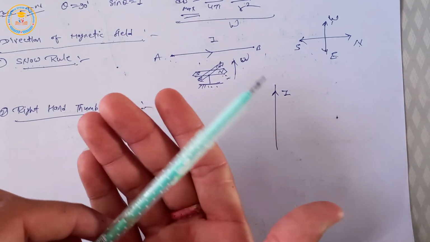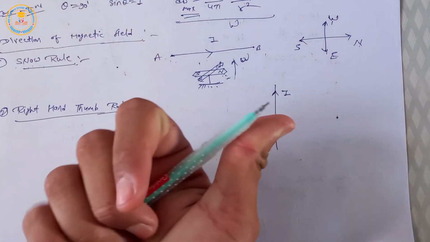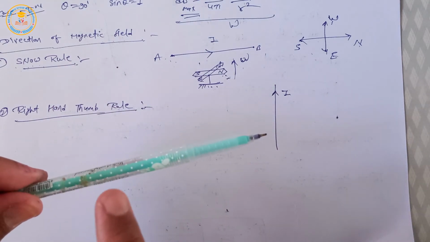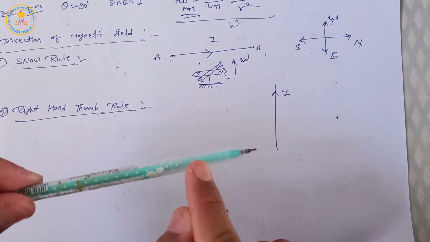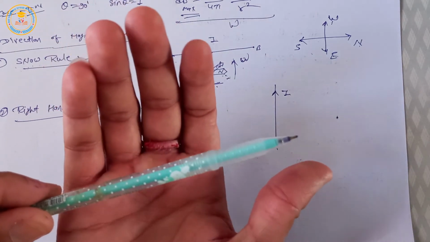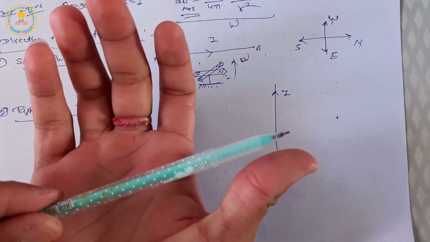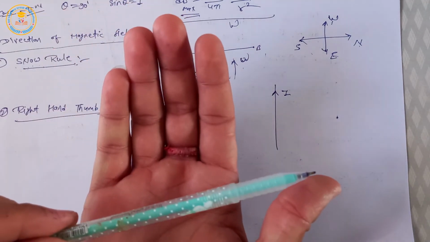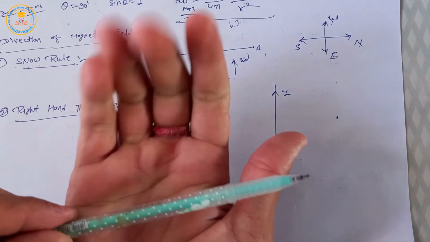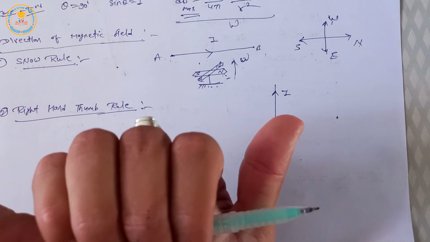and this current carrying wire is held in the right hand like that, the thumb remains in the direction of current. Suppose the direction of current in this wire is in this direction, then this wire is held in the right hand such that the thumb remains in the direction of current, then the folded curved fingers represent the direction of magnetic field. It means the direction of magnetic field is in this curved direction.